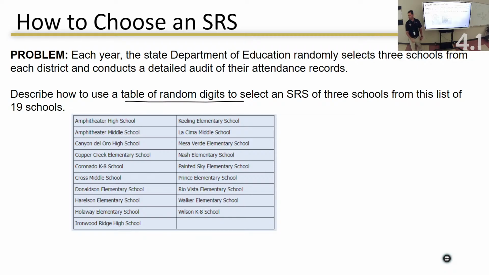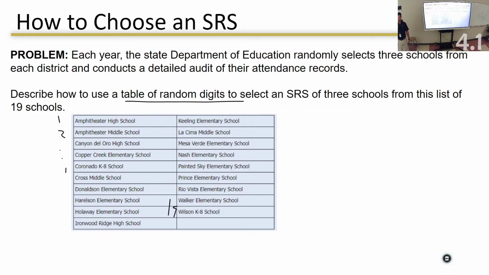So just number them 1 through 19. Use the random digit table. Select a row, whatever row I want. Select row 27. Start with the first 2 digits. If those digits are not 1 through 19, I'm going to forget about them, and I'm going to go to the next 2 digits.